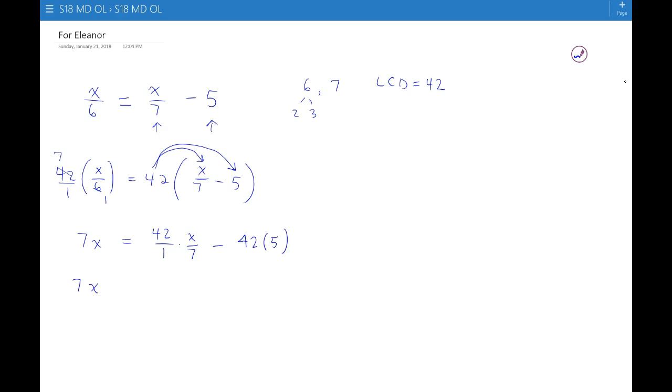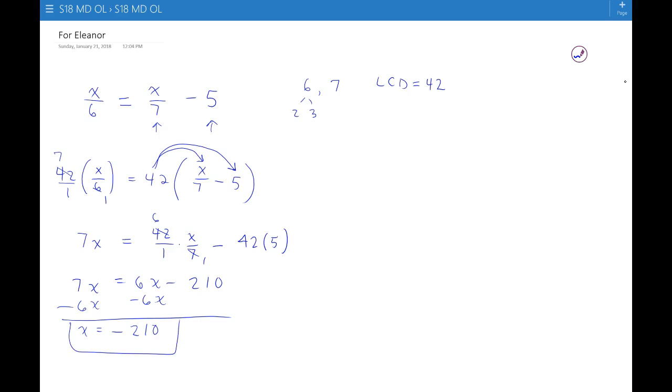Well, now you see that you have 7x equals, this is going to simplify to 6x minus 210. So you see there's no fractions now. So most people make fewer errors if they'll eliminate the fractions to begin with. So then we would subtract 6x from both sides and have x equals negative 210.